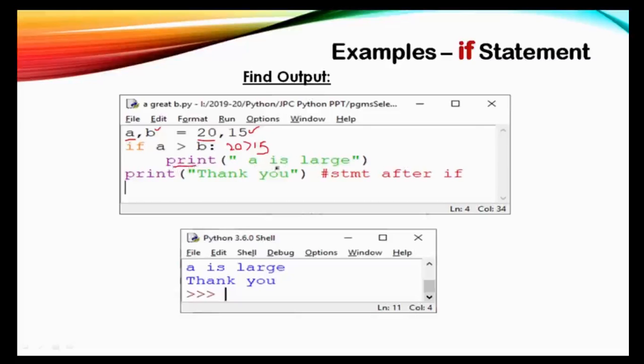The output will be "A is large", and after that a thank you message also will be printed. The statement inside the if block and the statement outside the block will both be executing, and the output is A is large, thank you.